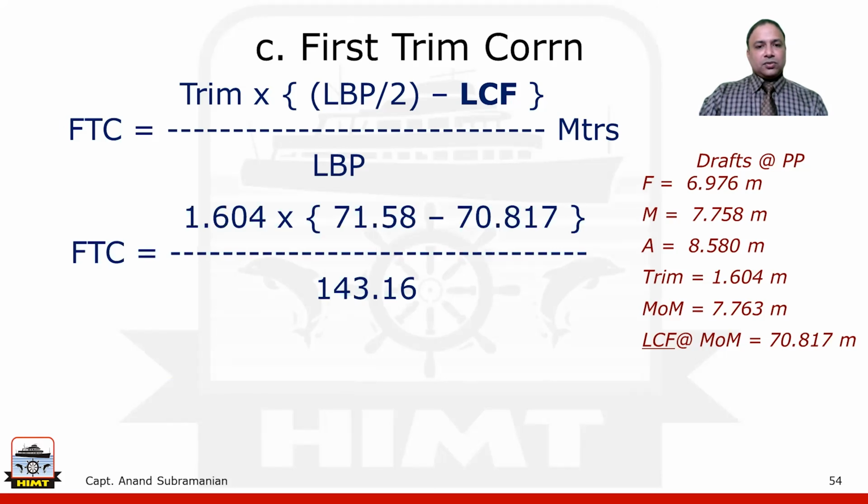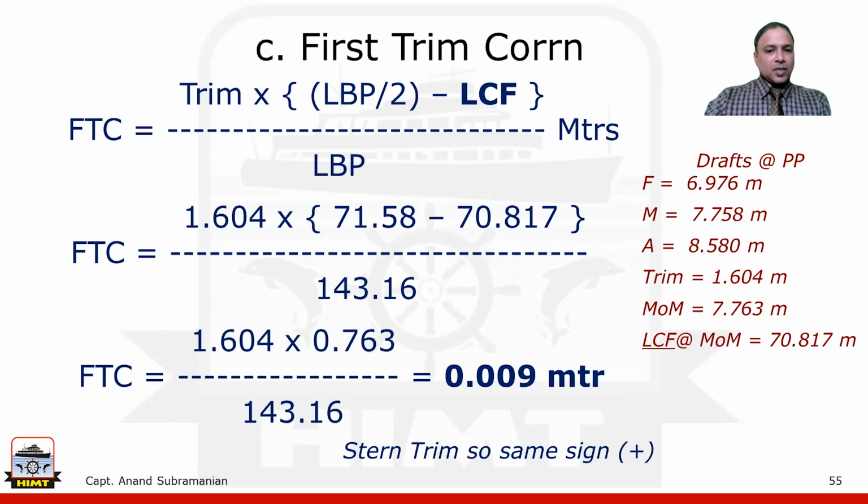So 1.604, that is the trim of the vessel, and half of LBP is 71.58, minus LCF 70.817, and we get the answer as 0.009. However small the answer is, we still have to respect it, and we just carry it forward. Because the ship has a stern trim, we retain whatever value we get here, so the same plus sign. Do not change this entity, LCF and LBP by 2. Just let it be like this only. Please don't change that.